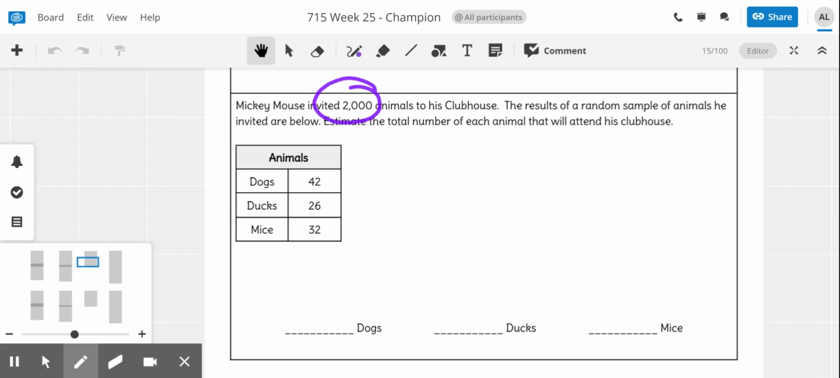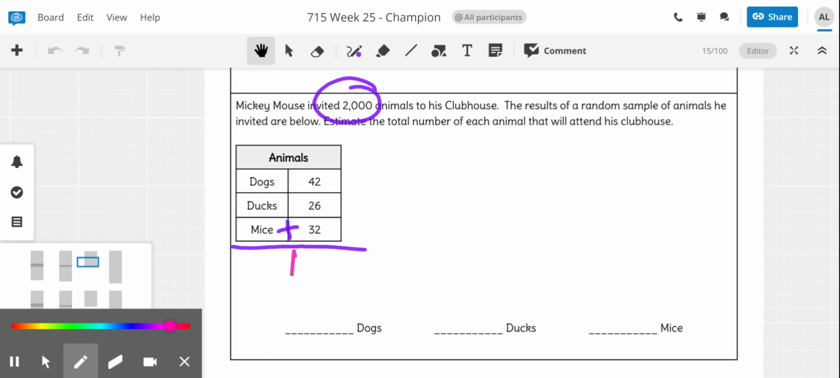So in order to figure out this problem, we have to set up ratios and set them proportional to how many out of 2,000. So before we even do that, we cannot do anything until we know the total in the sample. So we have to add up ducks, dogs, and mice. That gives us that the total number in the sample was 100.